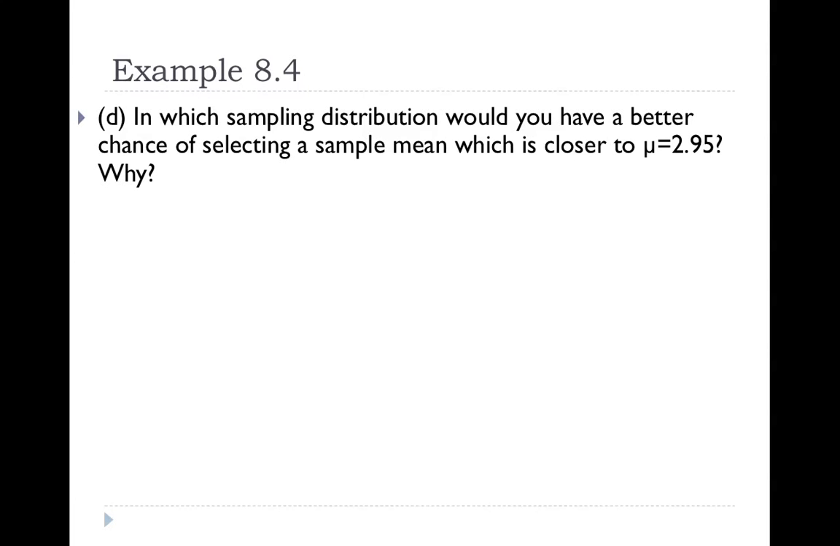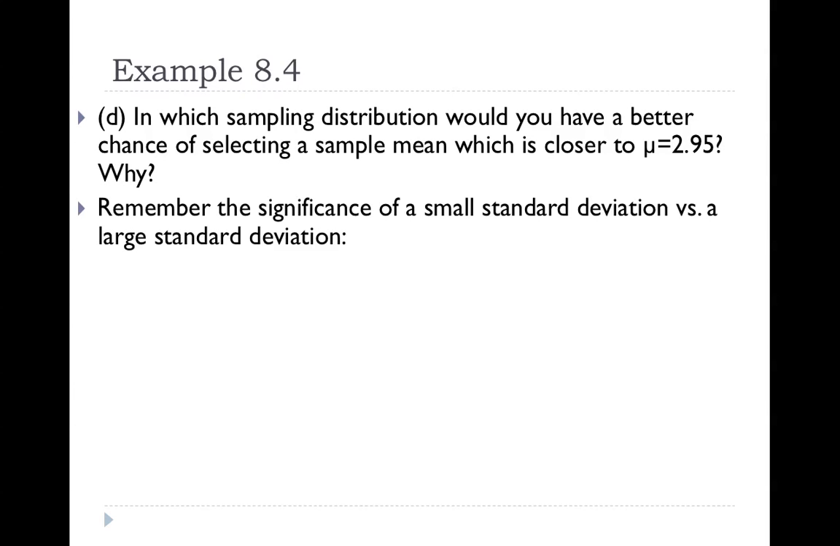Now let's remember what a small standard error is. A small standard error, very similar to a small standard deviation, means that there's not a lot of variability in your data values. When dealing with a sampling distribution, it means that there's not a lot of variability with the sample means when the standard error is small. So that's going to help us to answer question D. In which sampling distribution would you have a better chance of selecting a sample mean closer to mu equal 2.95?